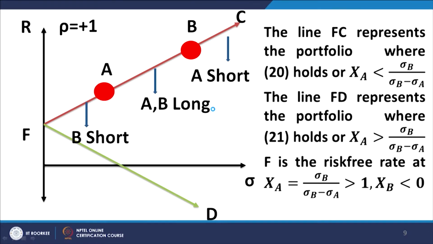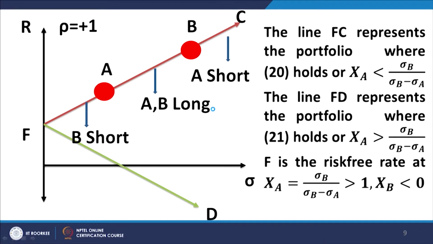FD will be the portfolio possibilities region when x_A is greater than sigma_B upon (sigma_B minus sigma_A). F is the risk free rate, it is the intersection of the two lines with the y axis, which represents 0 standard deviation and therefore the risk free situation. This intersection occurs when x_A is equal to sigma_B divided by (sigma_B minus sigma_A), which is obviously greater than 1, and therefore x_A is long and x_B is short at this particular point F, when the two securities are perfectly correlated.